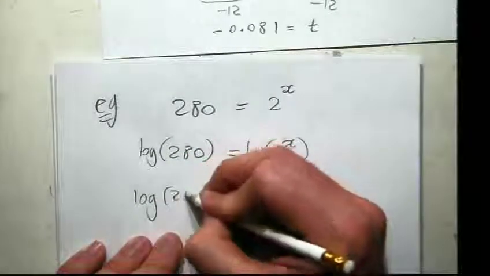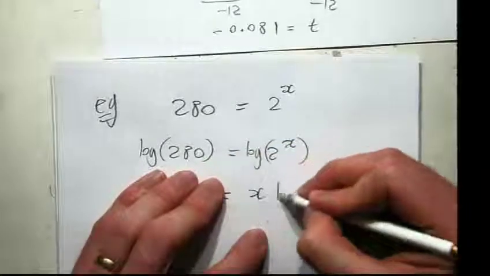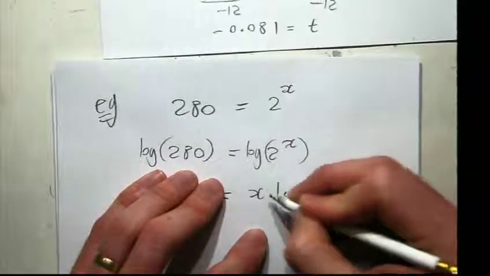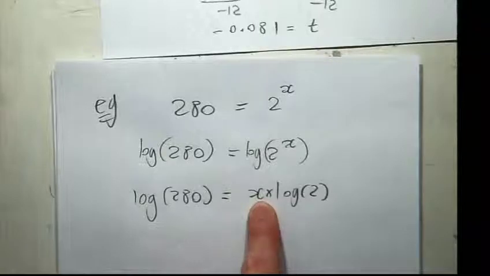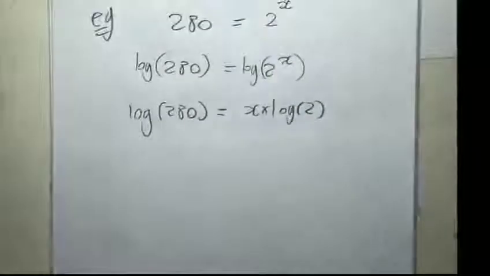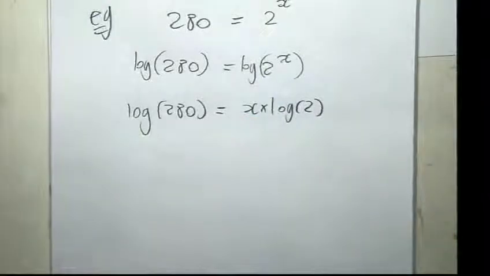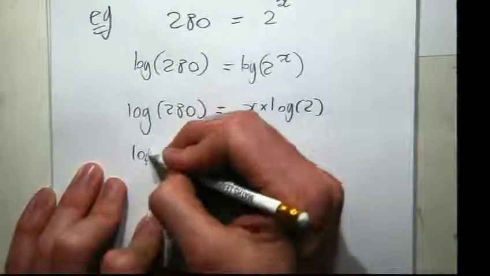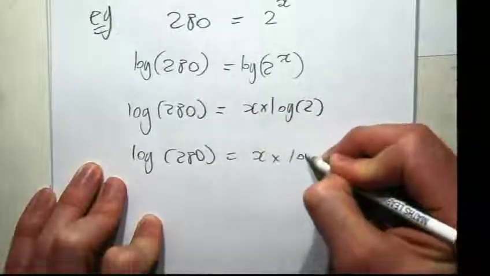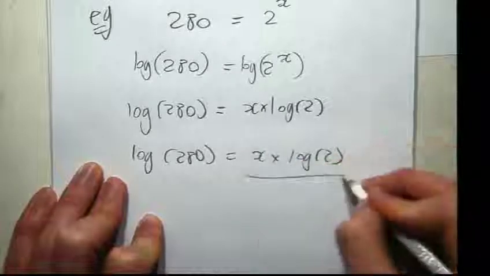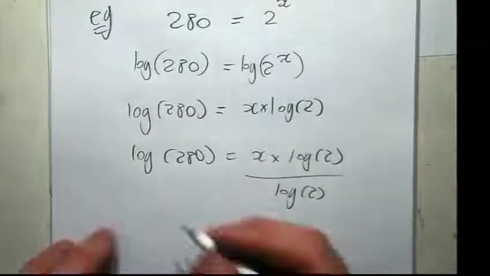So I haven't changed my 280, but the rules for logs say that this is the same as this. Powers inside is the same as multiplication outside. And so now I can say, x is currently being multiplied by whatever log 2 is, and so to make that go away, I should divide by it, because then timesing by that and dividing by that doesn't do anything.